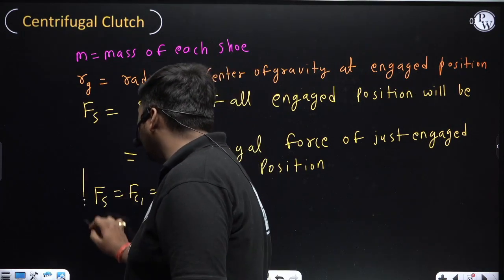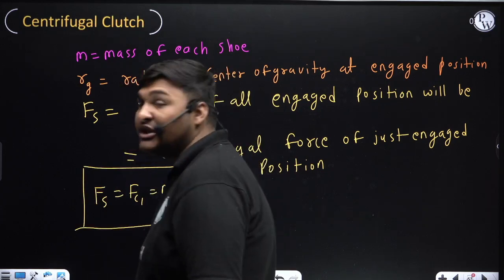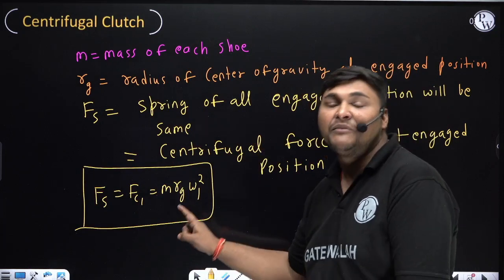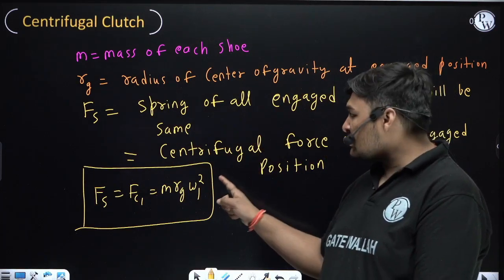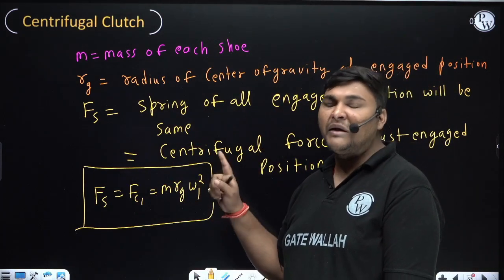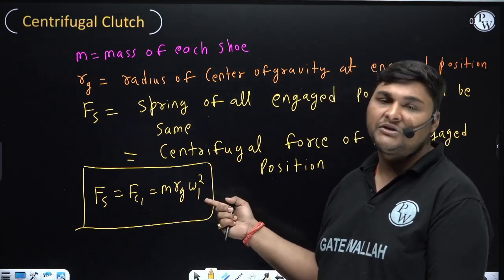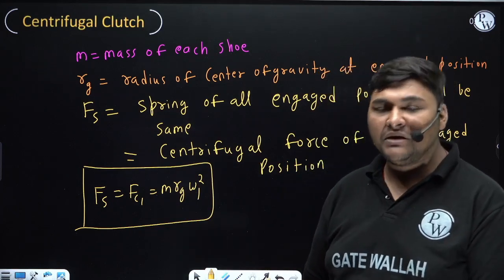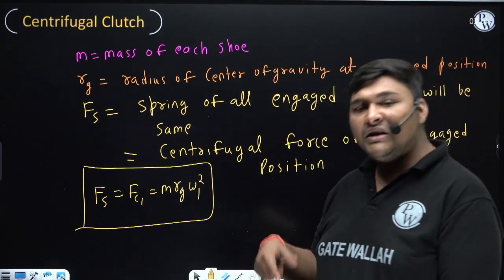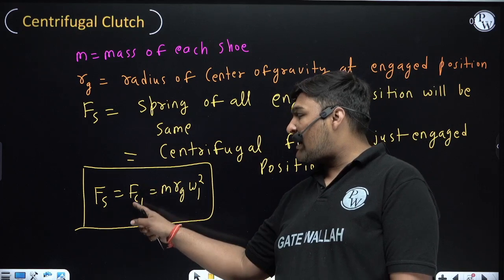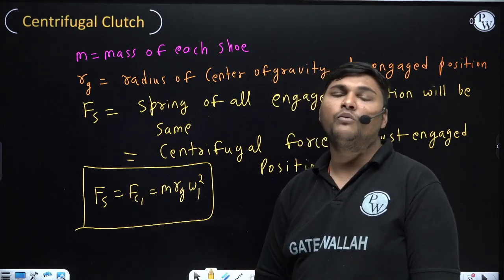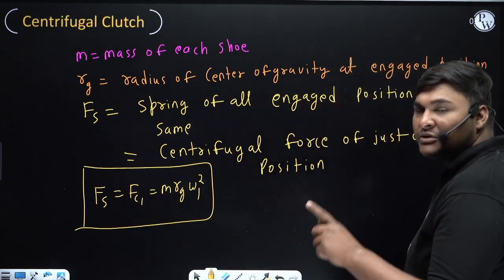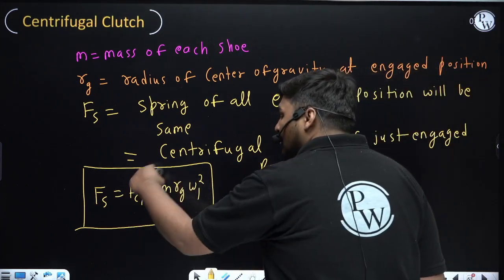Through this expression, if spring force of engaged position is given, we can calculate the speed at which engagement will start. If actual speed is less than omega 1, then there will be no engagement. If actual speed is more than omega 1, there will be engagement. And even if in the question omega 1 is given, you can calculate FC1, and then you can calculate spring force of all engaged position.